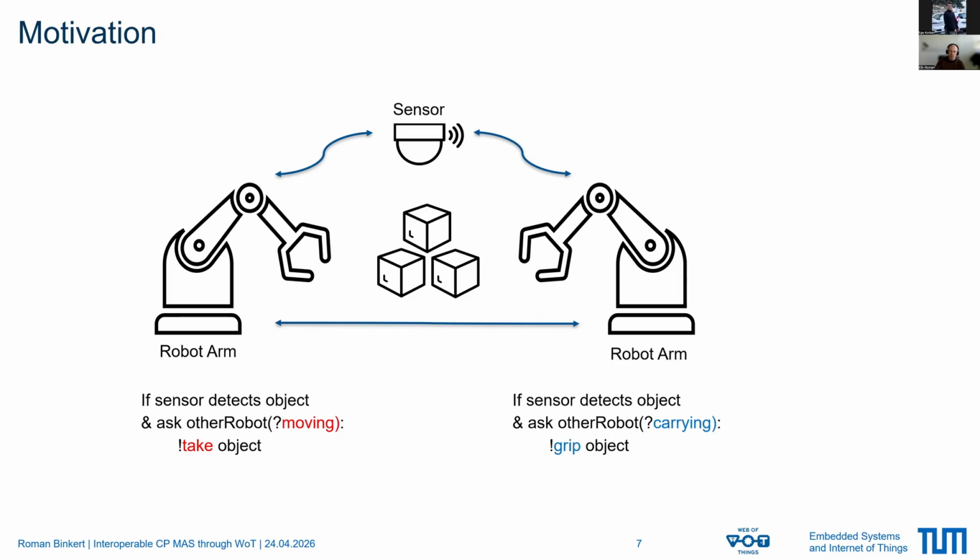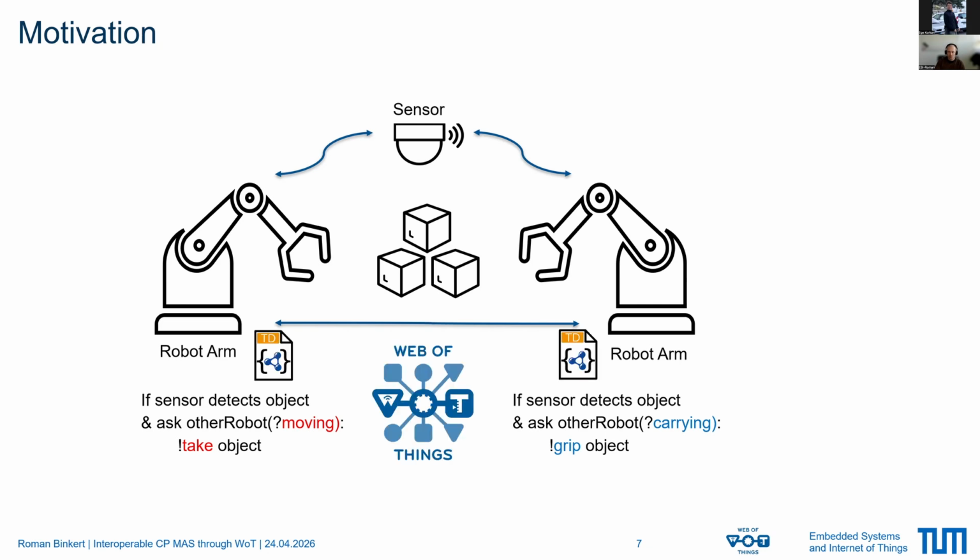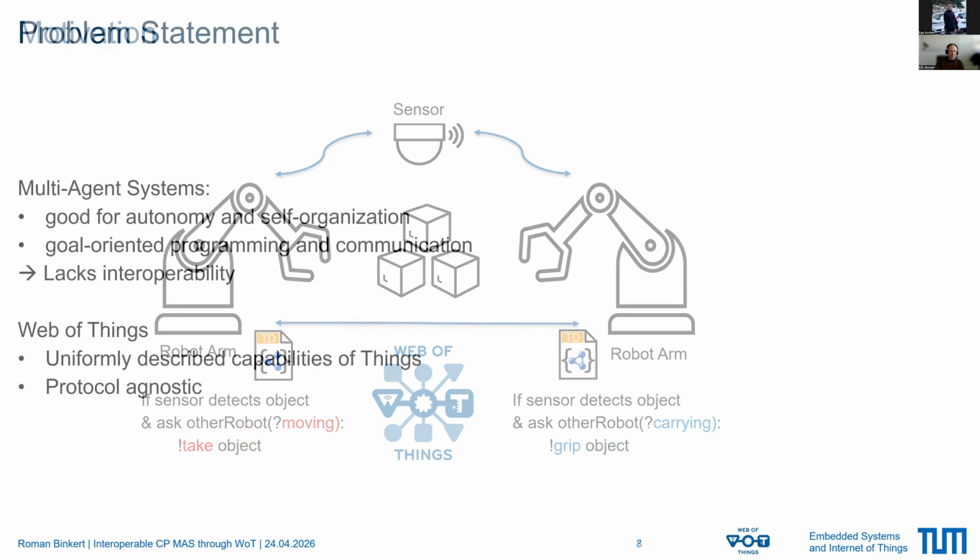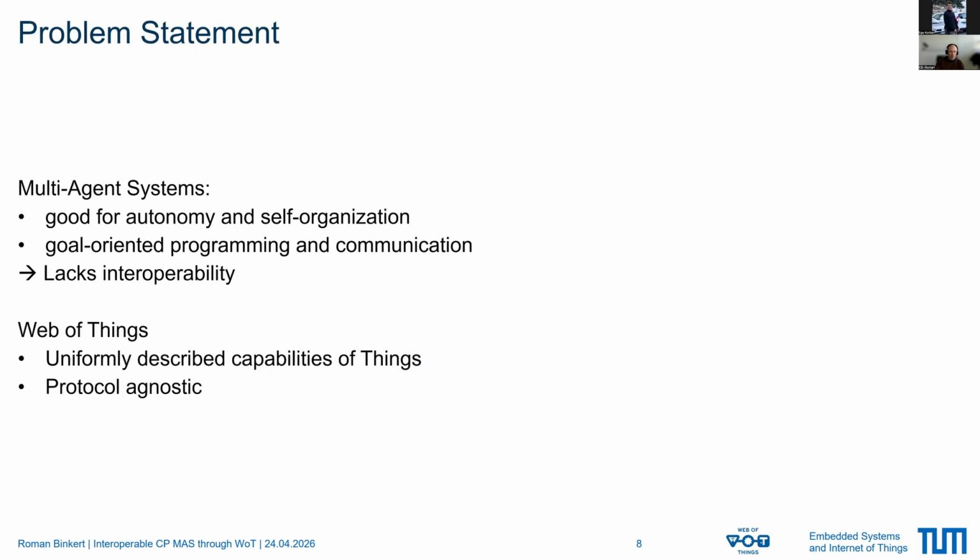And our idea was to also use the Web of Things and the thing descriptions to solve this. And I will now explain how we do this in a few steps. Basically, let me sum up again what the problem is. We have multi-agent systems, and they are good for autonomy and self-organization, and they can provide goal-oriented programming and communication, but they are not that good at providing interoperability.